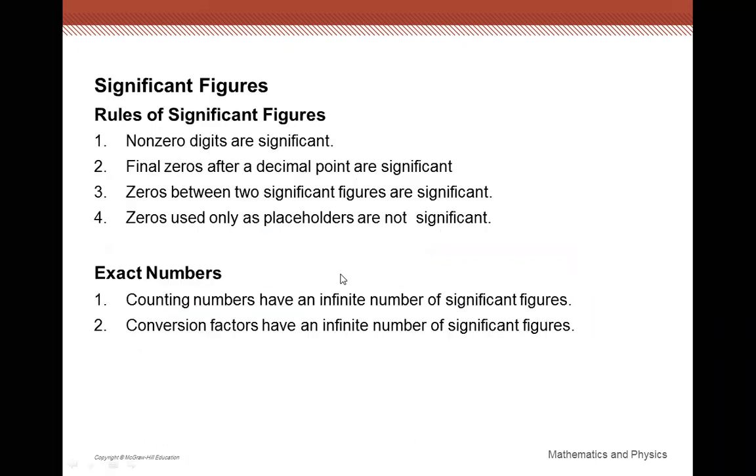There are some rules that we can use to get the significant figures. Number one, the non-zero digits are significant. The final zeros after a decimal point are significant, but the zeros before this final number are not significant. The zeros between two significant figures are significant. A zero used only as a placeholder is not significant. So how do we count them?